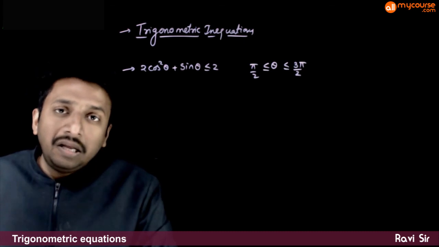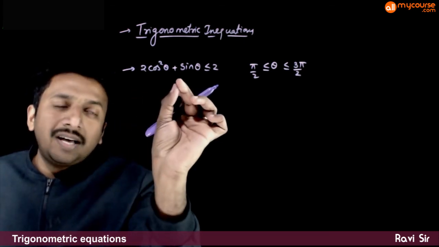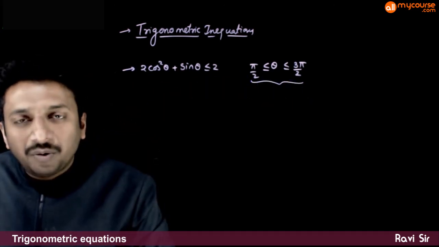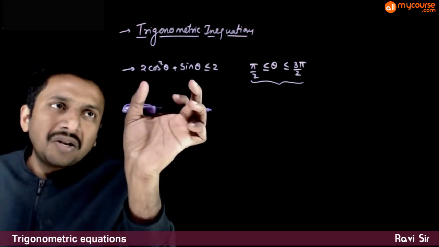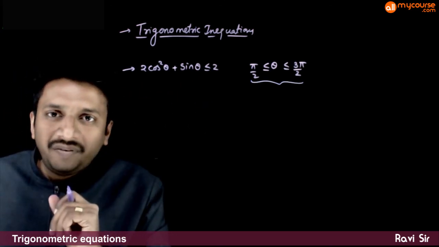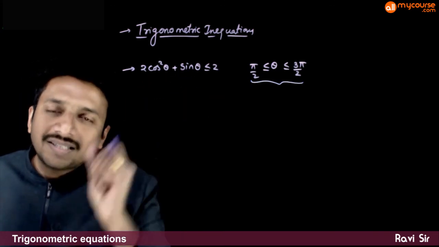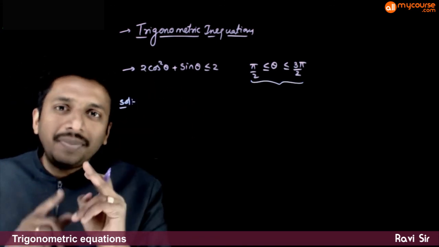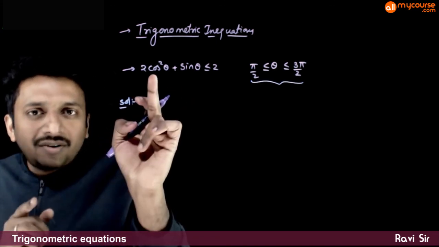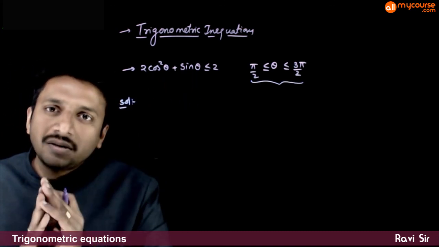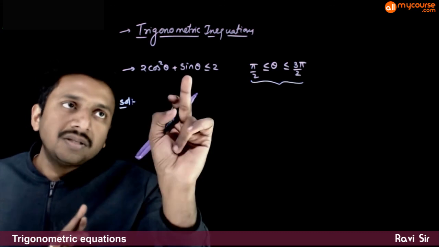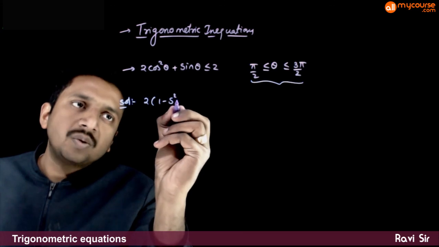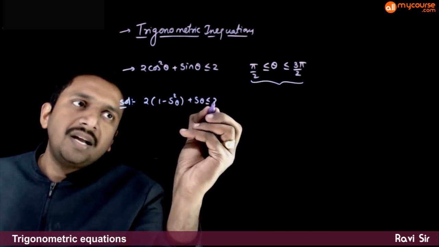Now let us look at this inequality. You're asked 2 cos square theta plus sin theta is less than or equal to 2. You're asked to solve this in the interval pi by 2 to 3 pi by 2. So this is not a very easy inequality like we have seen in the previous example. This has both cos square and sin. So the first thing that we try to do is convert this inequation completely into one trigonometric ratio. So you can try to convert cos square into sin square or sin into cos. The better way is to convert cos into sin, because if you convert sin into cos you get a square root unnecessarily. So 2 times cos square is 1 minus sin square theta, plus sin theta is less than or equal to 2.